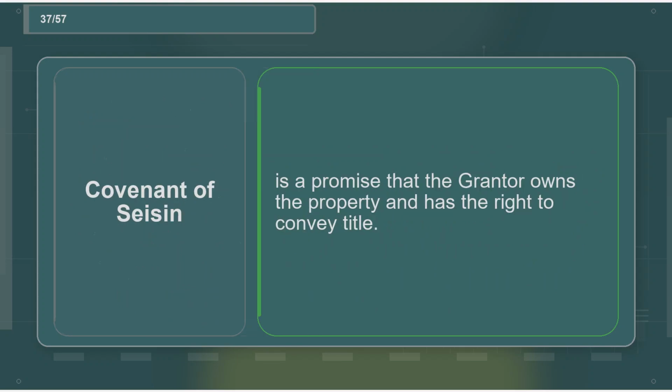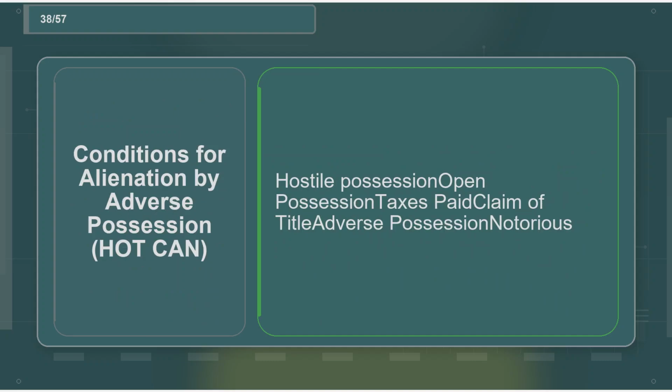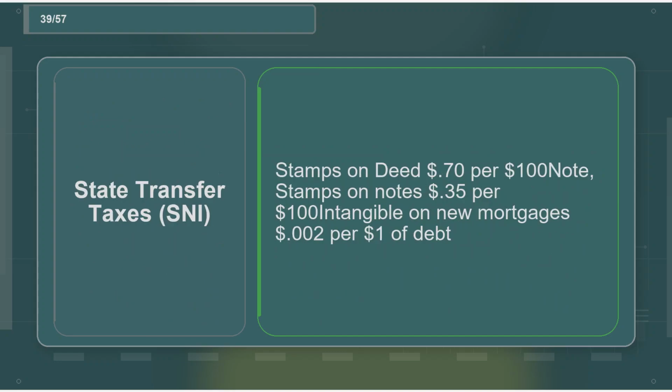Flashcard 37, term: covenant of seisin. Definition: is a promise that the grantor owns the property and has the right to convey title. Flashcard 38, term: conditions for alienation by adverse possession, HOT CAN. Definition: hostile possession, open possession, taxes paid, claim of title, adverse possession, notorious. Flashcard 39, term: state transfer taxes, SNE. Definition: stamps on deed $0.70 per $100, note stamps on notes $0.35 per $100, intangible on new mortgages $0.2 per $1 of debt.